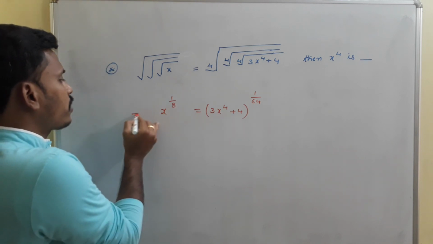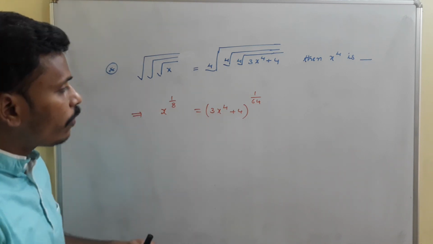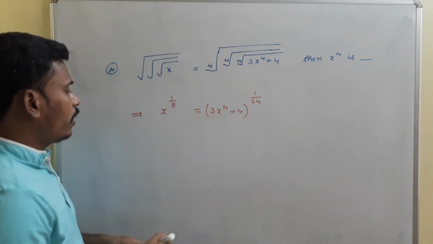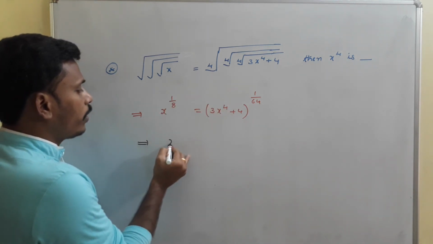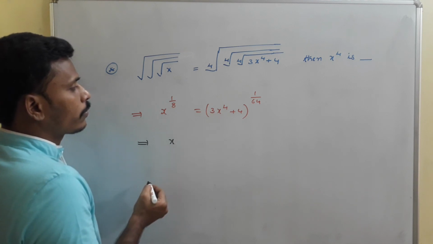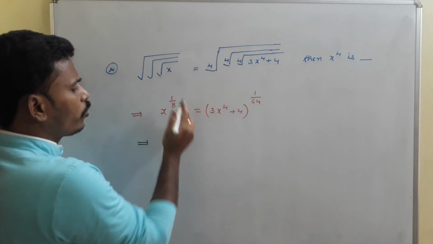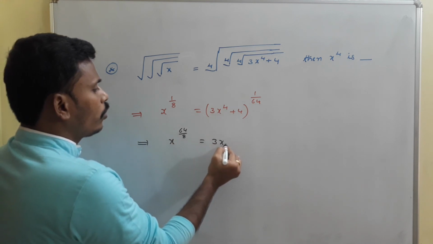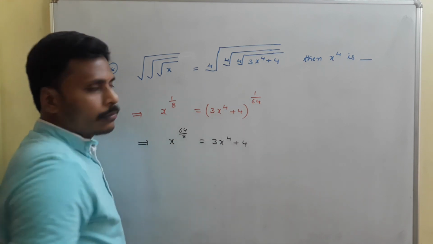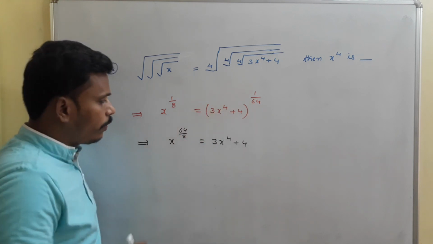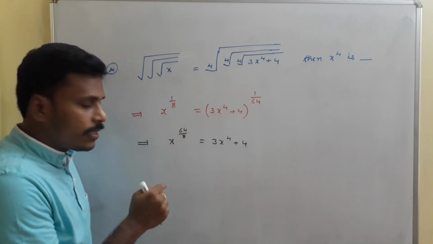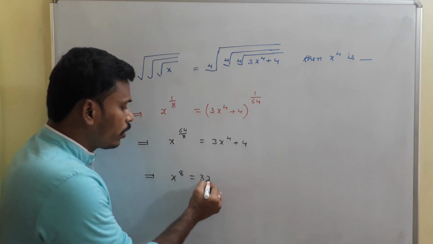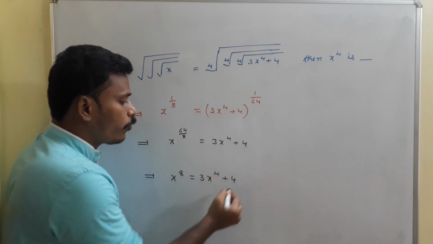Now, as the next step, you just send this 1/64 to the left side and this power 1/8 to that side. Or one more thing, just send this 64 this side. x^(64/8) is equal to 3x^4 + 4. Just simply sending this 64 this side, and 64/8 is 8. So you will get x^8 is equal to 3x^4 + 4.